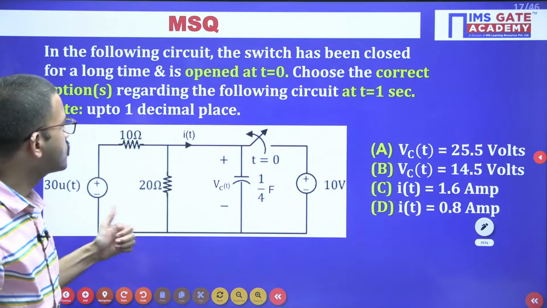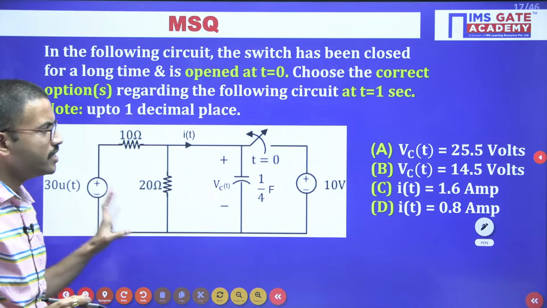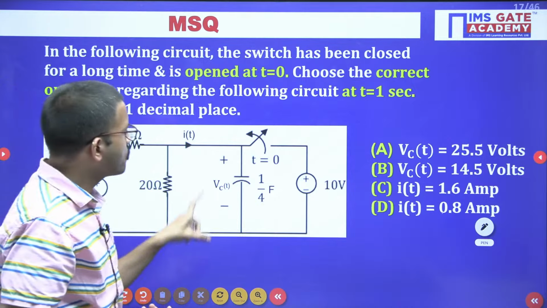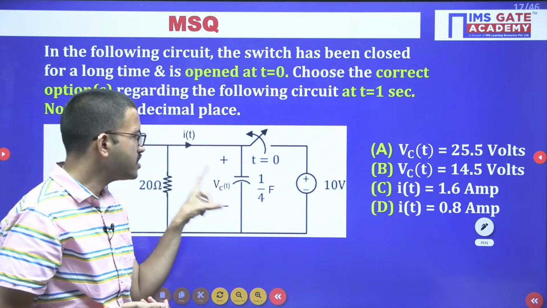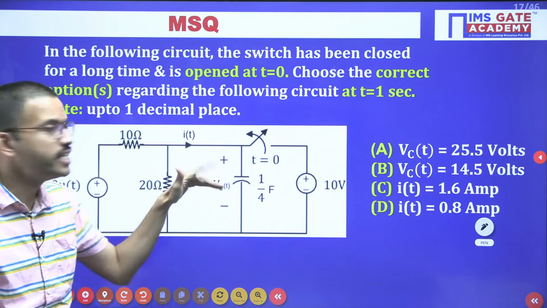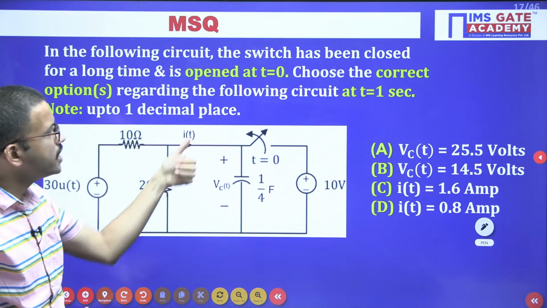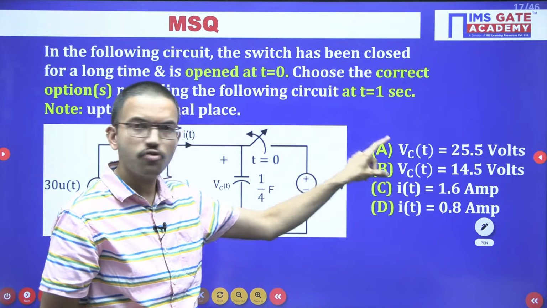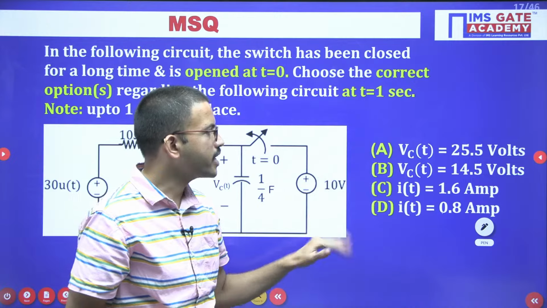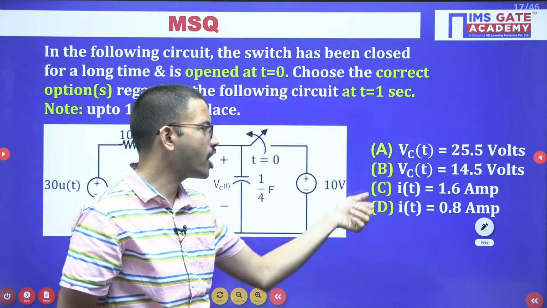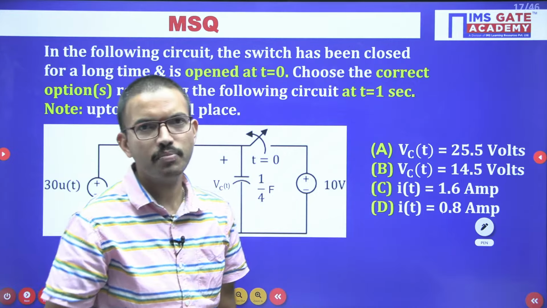Now let us see this question. This is a very interesting question related to transients. In this circuit diagram, you have the capacitor here, and across this capacitor you have to find the voltage. Similarly, in this particular branch, you have to find the current. Regarding this voltage and current, you have to calculate at t equal to 1 second. Since two choices are regarding voltage and two choices regarding current, among option A and option B, at max one option can be correct. Similarly, among option C and D, at max one option can be correct.